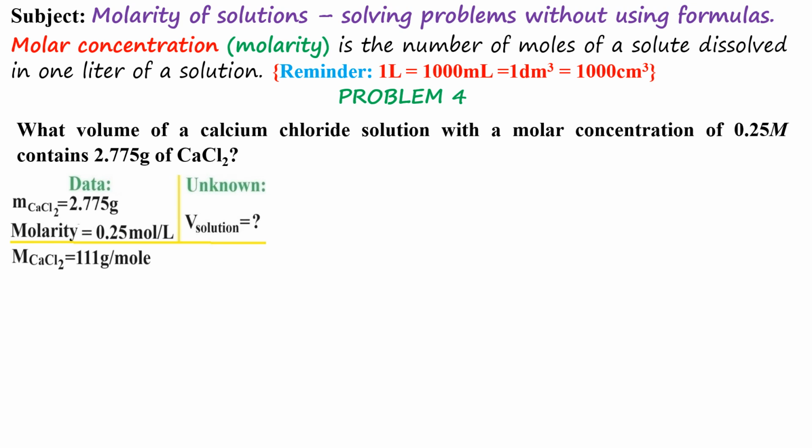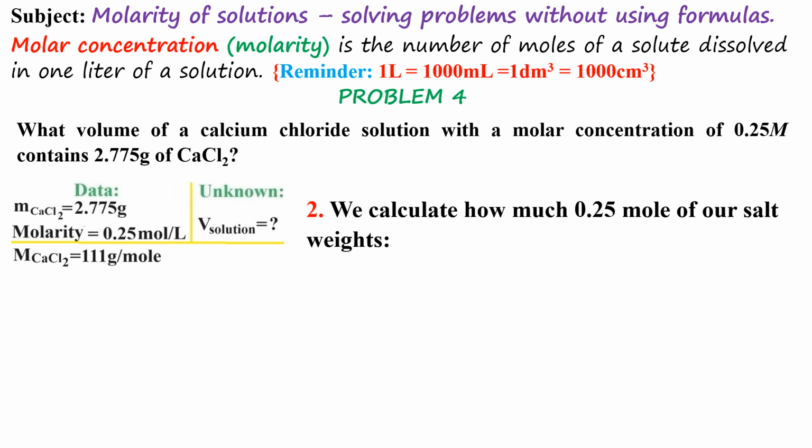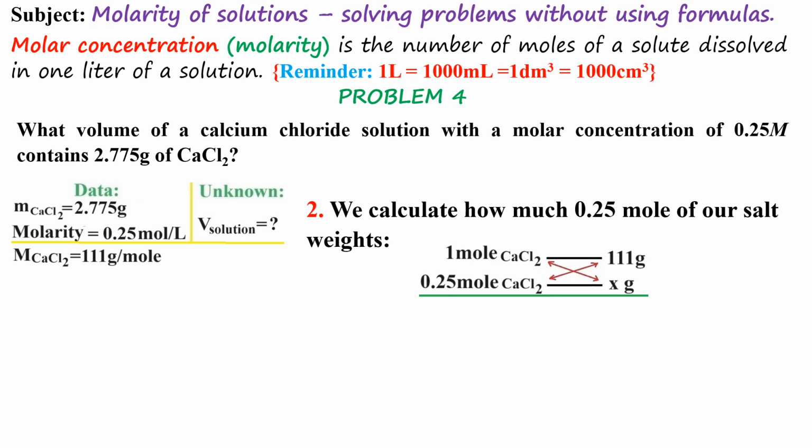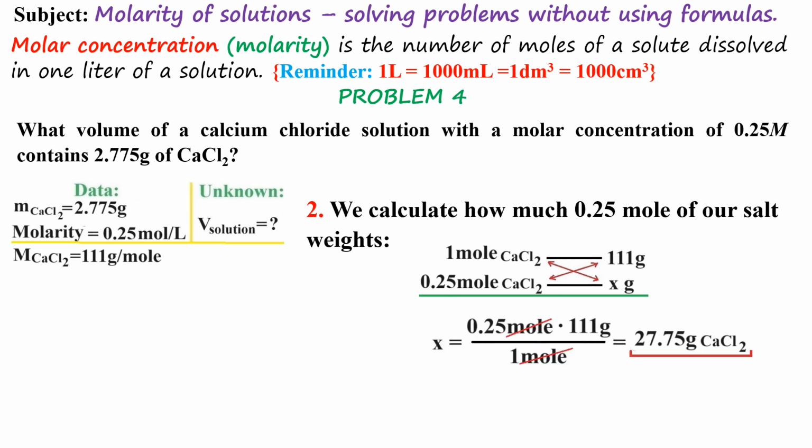Let's write the molar mass of calcium chloride under the data in the problem. Let's go to the second step. We calculate how much 0.25 mole of our salt weighs. 1 mole of calcium chloride weighs 111 grams. So 0.25 moles of calcium chloride weighs X grams. X equals 27.75 grams of calcium chloride.